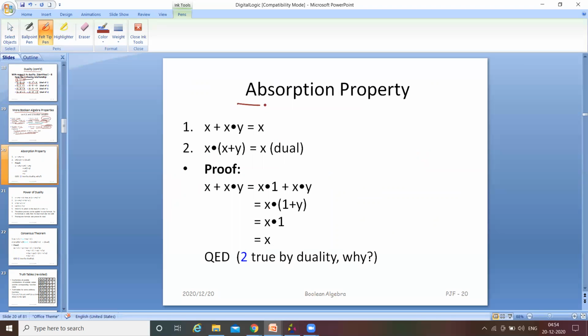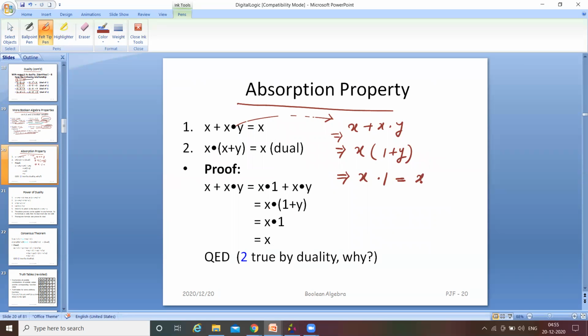Absorption property. See here, consider this equation: x plus x dot y. Now x is common, so x times (1 plus y). What is 1 plus y? 1 plus anything is equal to 1 always. So this becomes x dot 1, which is equal to x always. This is the absorption property.